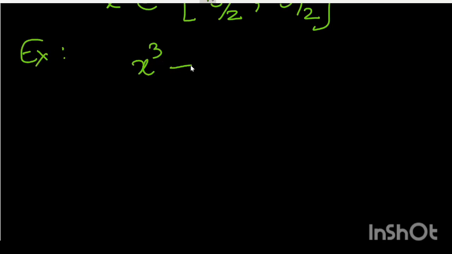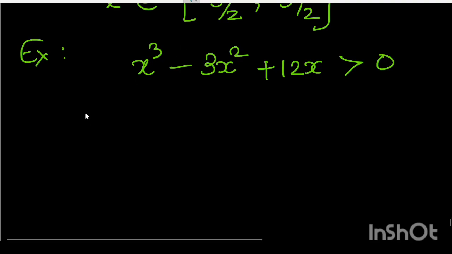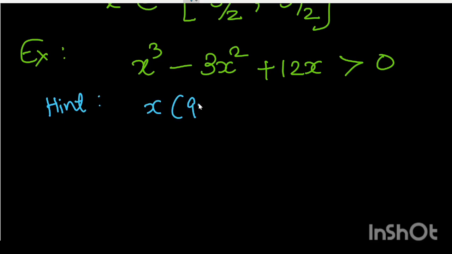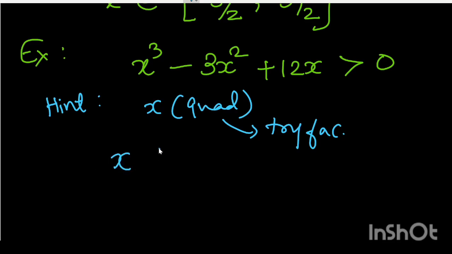x cube minus 3x square plus 12x greater than 0. We have to solve this, guys. So what should be our approach? What is the hint? Take x common and you will get a quadratic inside. If you can factorize it, you can try factorizing it, and then you can solve it further.